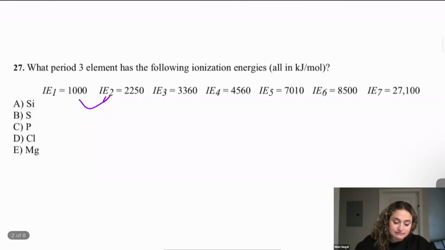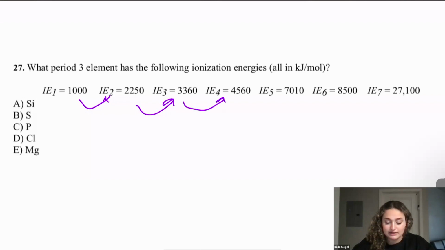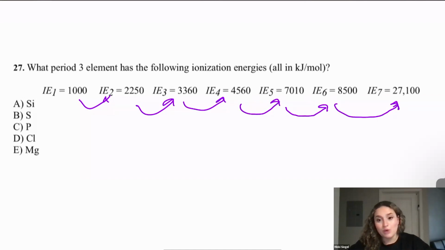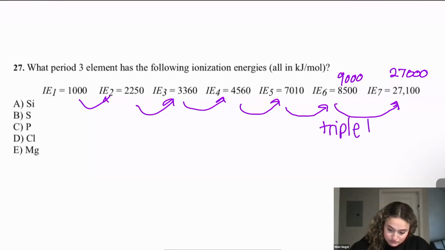They're really just increasing by like 1,000 to a little over 1,000 each time, right? There's no huge jumps. Look here. Wow, that went from, we're going to call this, 9,000 to 27,000. Did that jump like 1,000? No. That was triple the amount of energy.